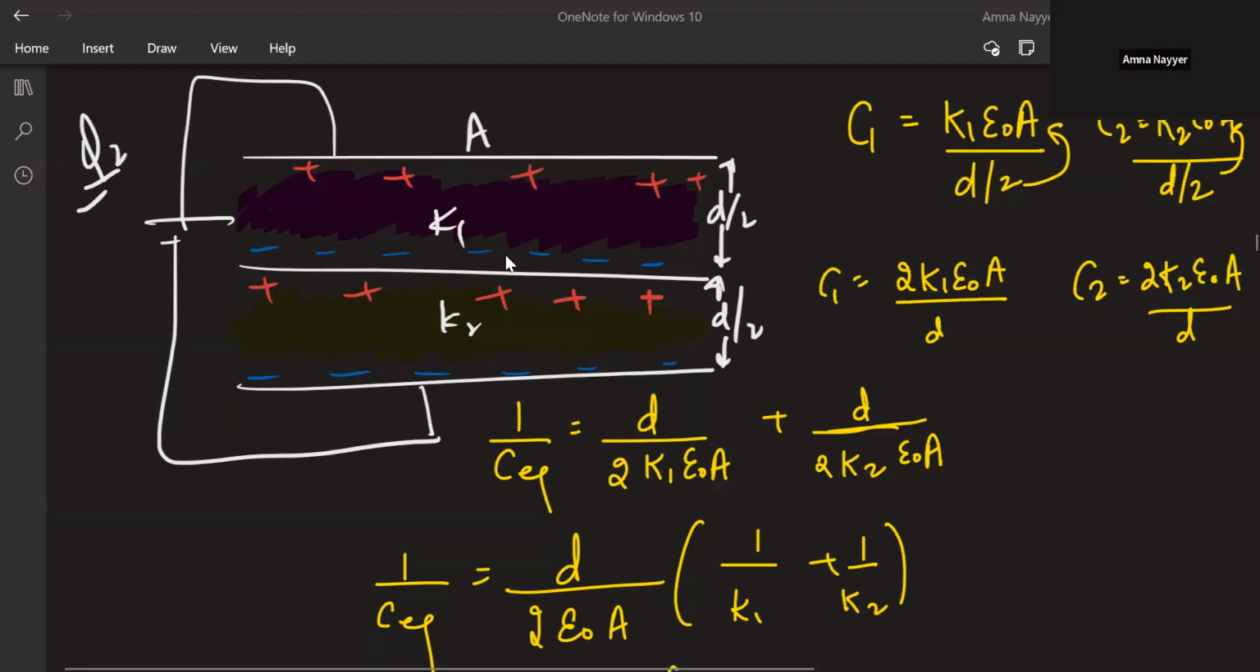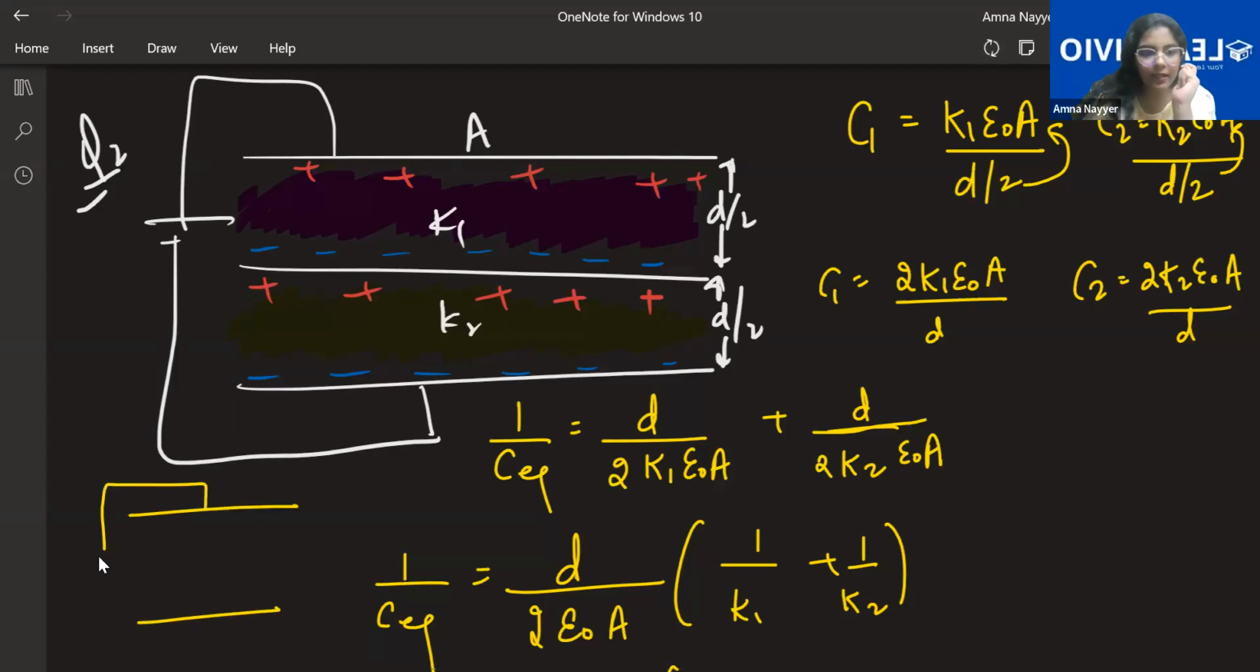See, the diagram is like one single capacitor, which is connected to the battery. I just enlarged it. Here, instead of putting one dielectric slab that we usually used to have, two dielectric slabs have been put, one like this, second like this, which is K1, which is K2. Got it?